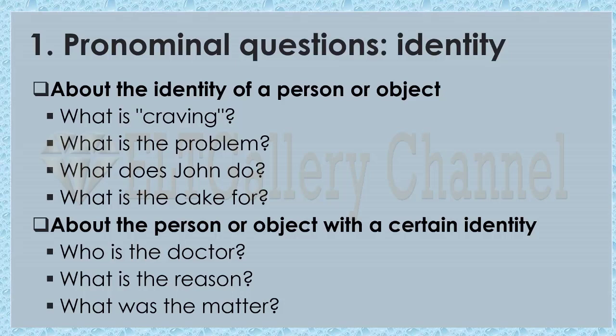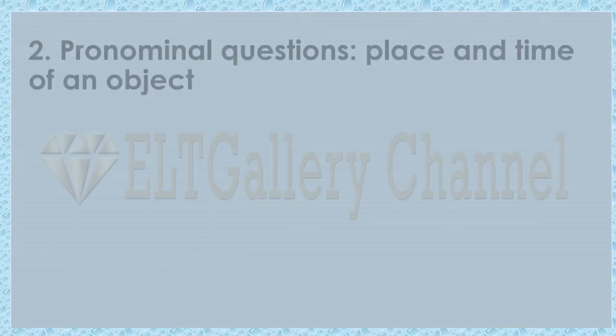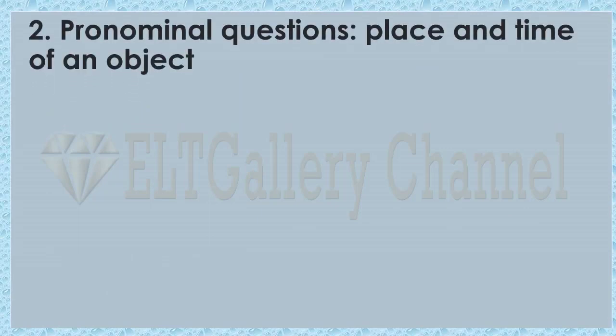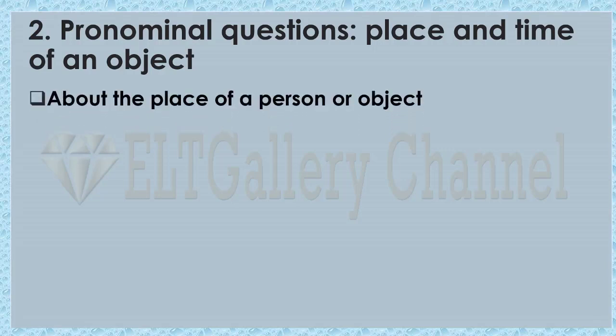Okay, so the next kind of question is a question which asks for place and time of an object. The place and time of an object. We have, like, the first is about the place of a person or object. We can ask, where is John? John is in the hospital. John is in the library.